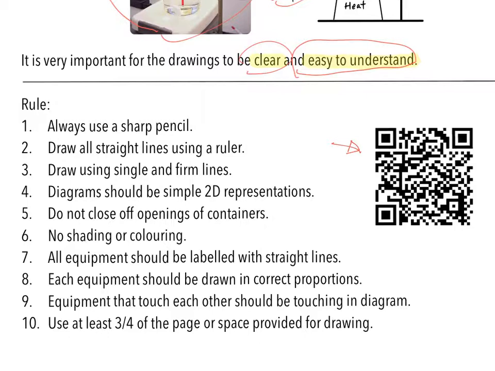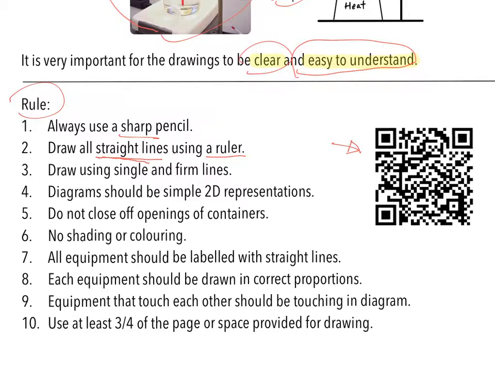But I have summed up the rules that you need to follow when you do a good drawing. First of all, always use a sharp pencil. Remember, pencil. No ball pen, no any other pen. Just pencil, and also sharp. If the apparatus in the scientific diagram has straight lines, you have to use a ruler.